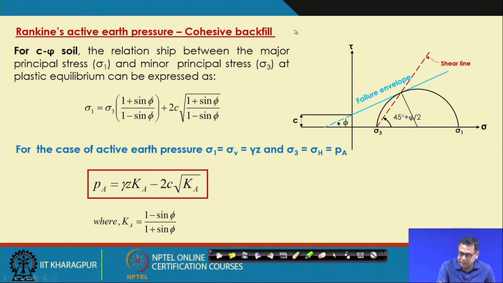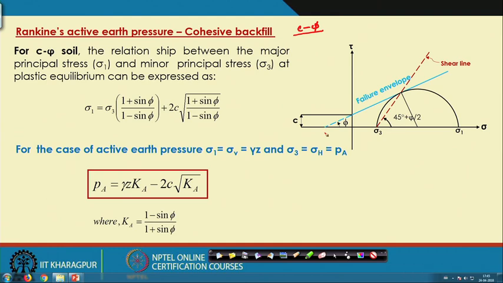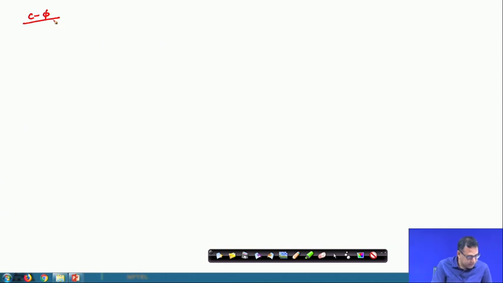So, here the soil is a c-phi soil. In that case this will be the Mohr circle, because for a cohesive soil in the Mohr circle there will be a c value and a phi value. I can prove how I get this expression, which is the final expression. Let me prove that first, then we will discuss the forces and the points of application, all those things.